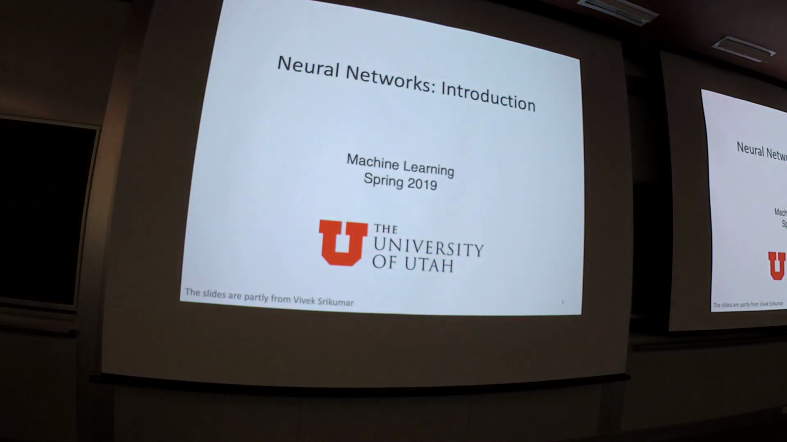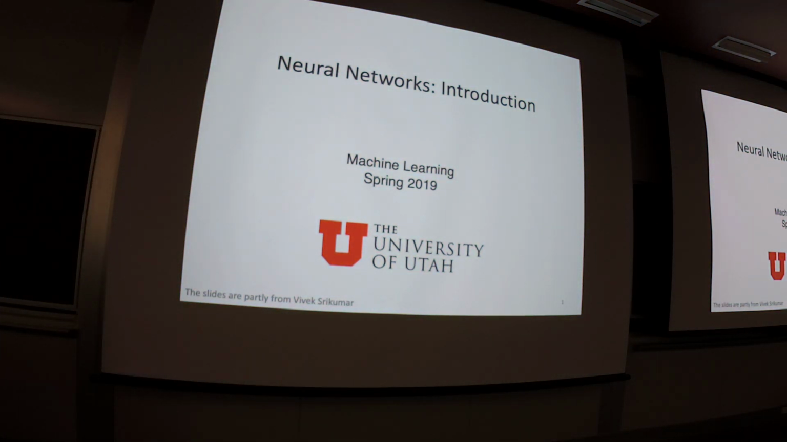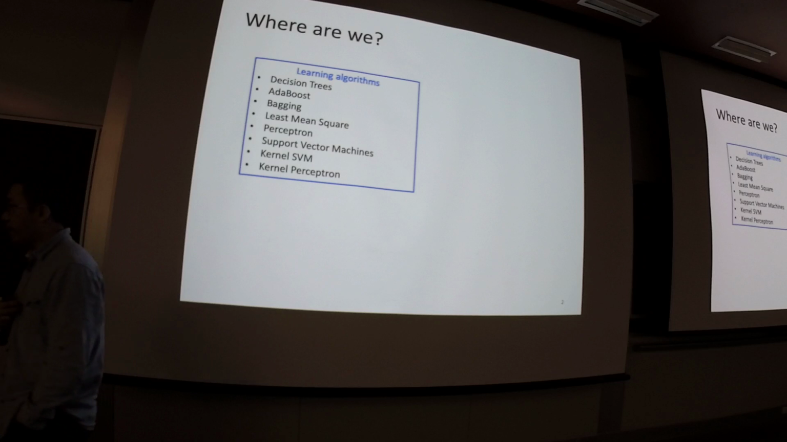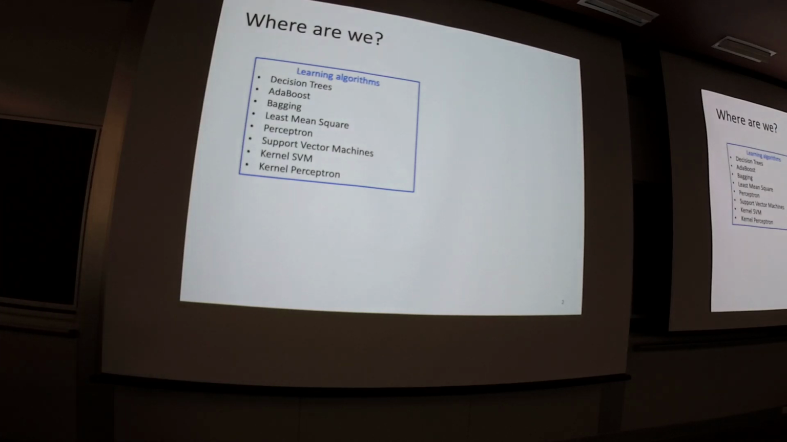So now we jump to another topic: the artificial neural network. Before we jump into artificial neural nets, let us first look at the big picture, and see why we would like to use artificial neural nets and what the motivation was for their invention. So far we have learned quite a few learning algorithms: decision trees, AdaBoost, bagging, least mean square perceptron, and support vector machines.